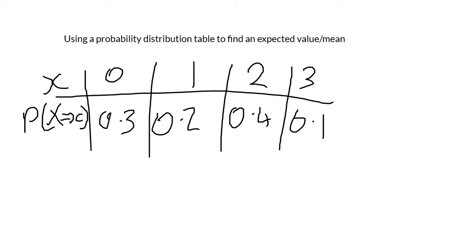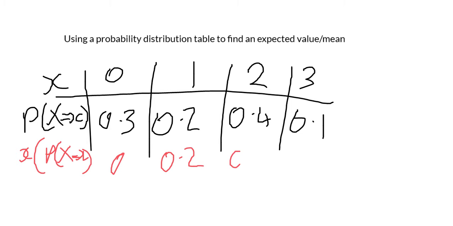Now what I can do here is find out what my mean or expected number of teriki is. If I was to go out tomorrow, how many would you expect me to get? To do that, I'm going to multiply x by the probability that x equals x. So x times the probability x equals x. So that's 0. That's 0.2. Here we have 2 times 0.4, so that's 0.8. And 3 times 0.1 is 0.3.